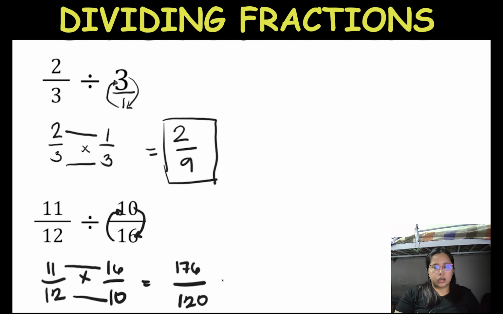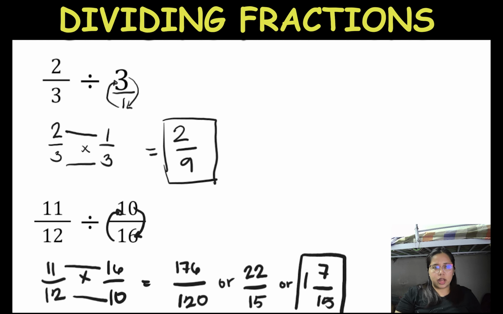176/120. Reduce natin to its lowest form and we'll get 22/15. Okay, convert natin yung improper to mixed fraction and we'll get 1 and 7/15. So ang final answer natin, okay, 11/12 divided by 10/16 is equivalent to 1 and 7/15.